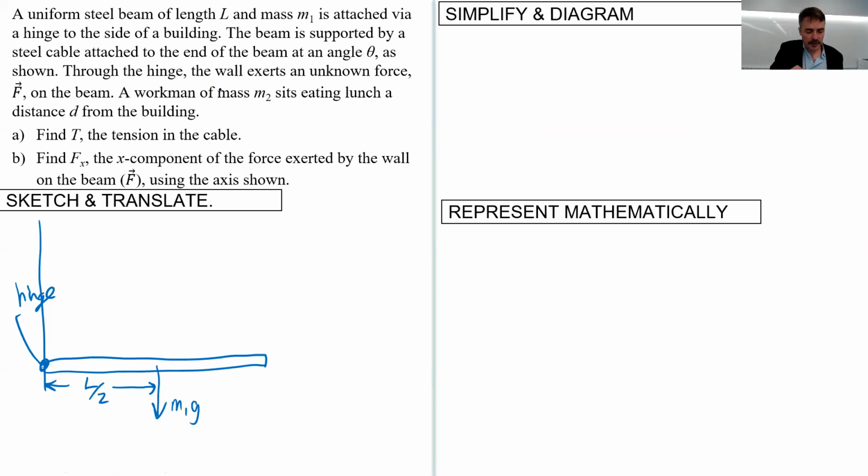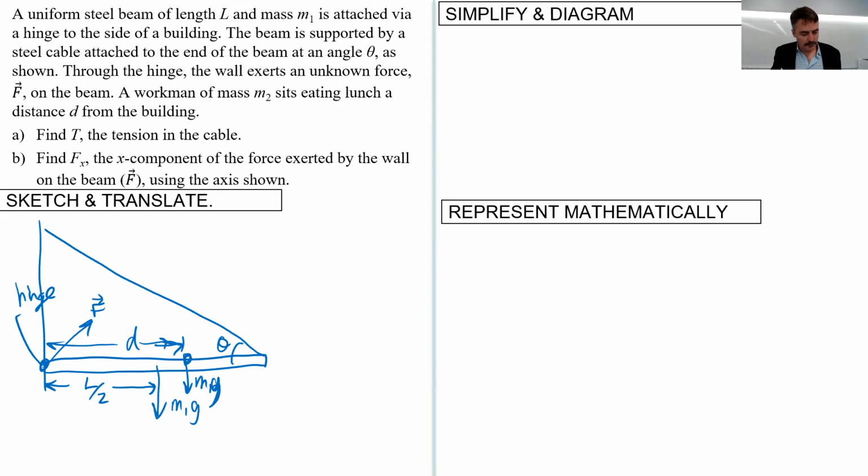The beam is supported by a steel cable to the end at an angle of theta. It says as shown, but I didn't draw it here, but let's just put it there. Through the hinge, the wall exerts an unknown force F on the beam, so I can put that here. A workman of mass M2 sits eating lunch at distance D from the building. So this is very similar to what you just did. Here is M1 g, and that's D, going all the way to here.